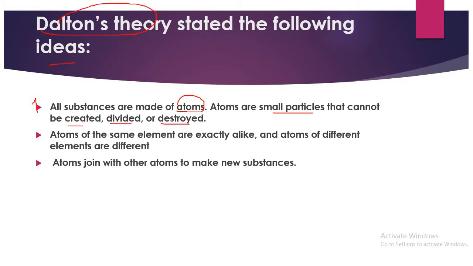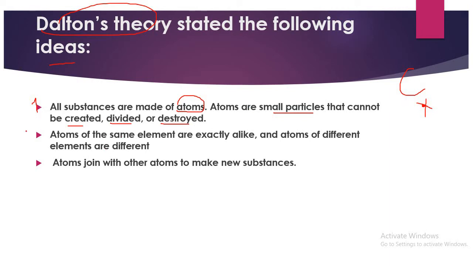The first one who discovered the atom was Democritus. Then Dalton said that all matter is made of atoms. These atoms are small particles that cannot be divided, destroyed, or created. For example, imagine this is a carbon atom. We cannot destroy or divide this atom because it is the smallest particle in the carbon element.